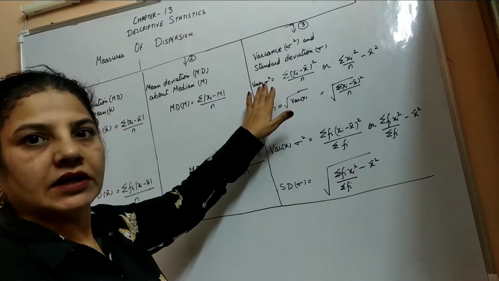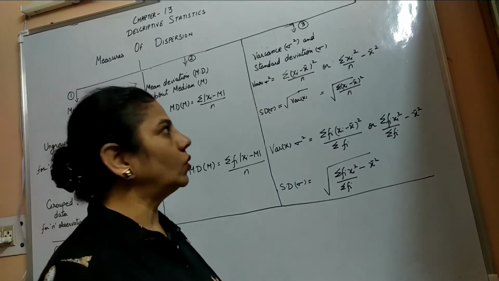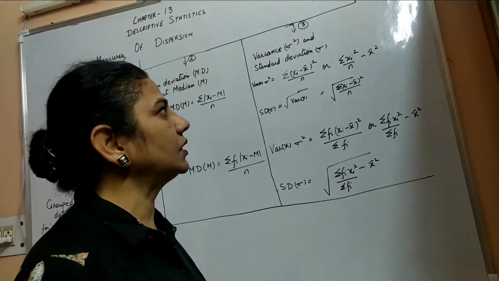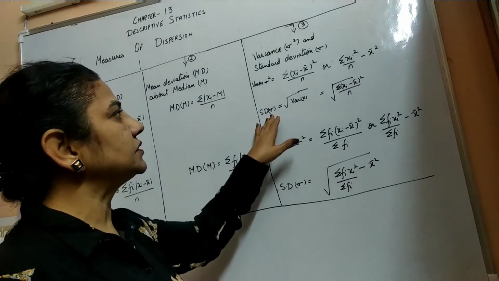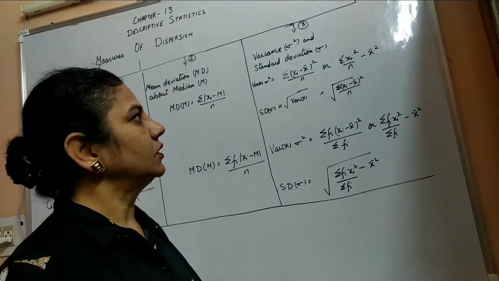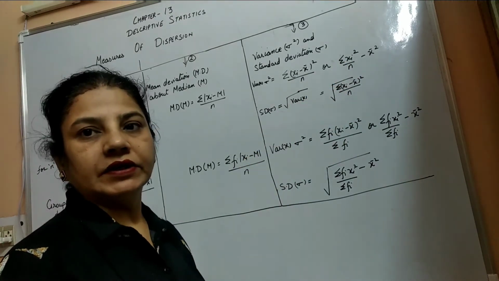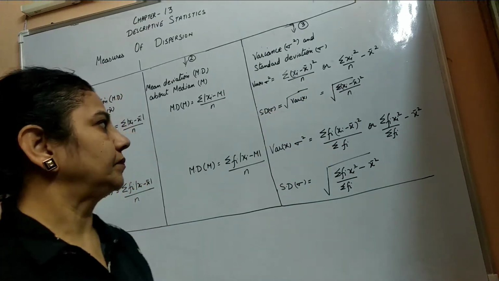If it is ungrouped data, then variance is given by sigma (xi minus x bar) whole square upon n, or you can say sigma xi square upon n minus mean square. Standard deviation is the square root of variance. So simply take the square root of variance, and you will get the standard deviation.